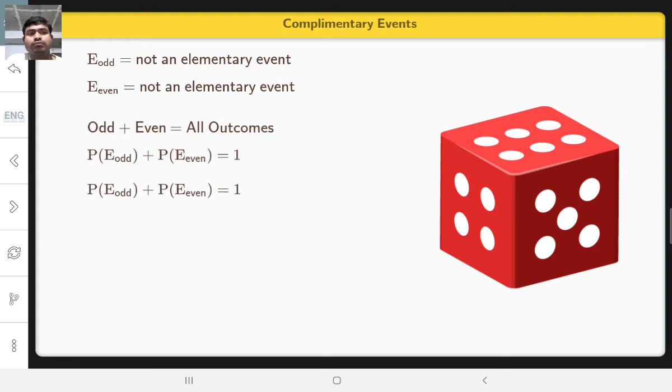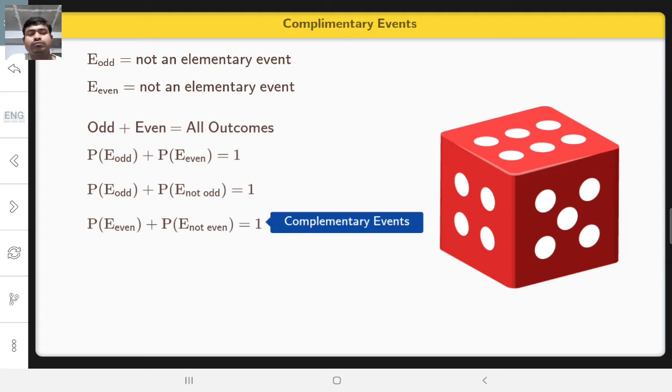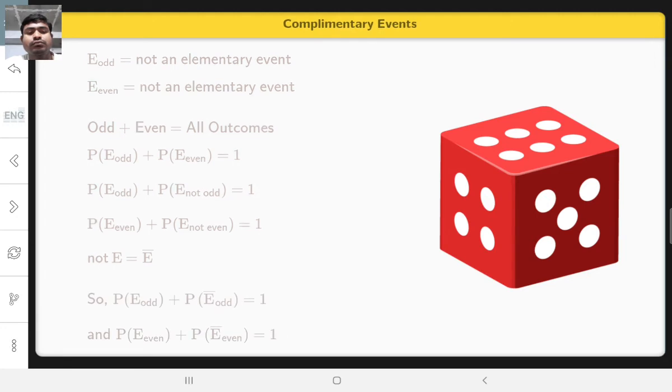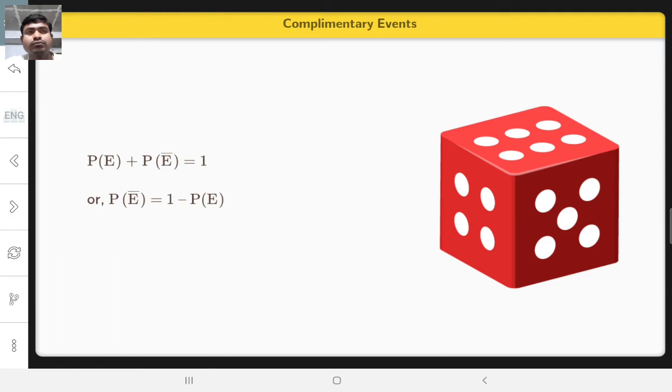Here, we know that if an outcome is not odd, then it has to be even. Thus, an event which is not odd is even. Similarly, an event which is not even is odd. Such events are called complementary events. For any event E, we denote the event not E using the special symbol of an overhead bar. Thus, we can summarize that the sum of any event E and its complement is always 1. Tap the buttons to understand this better with more examples.